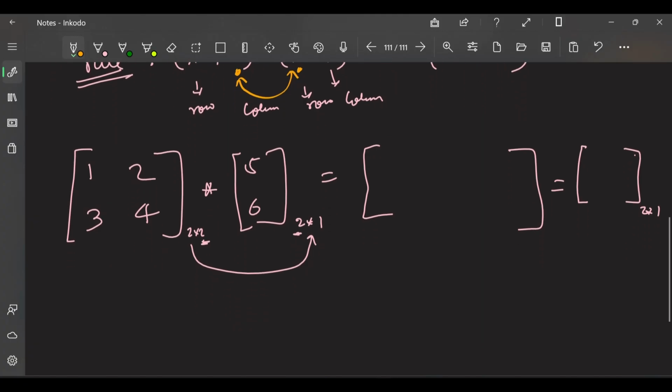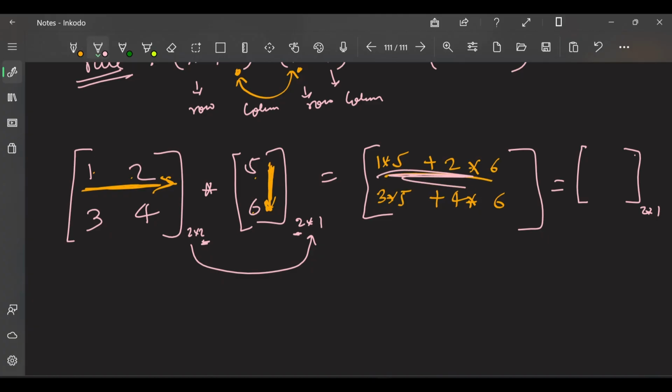So now we will see how we can multiply. Row and column, you have to multiply: 1 into 5 plus 2 into 6. And the second one will be 3 into 5 plus 4 into 6. So see how it happened: you take this row and this column. So 1 into 5 plus 2 into 6 is the first one, and the second will be 3, 4, so 3 into 5 plus 4 into 6. So I hope you get to know how we are doing this.